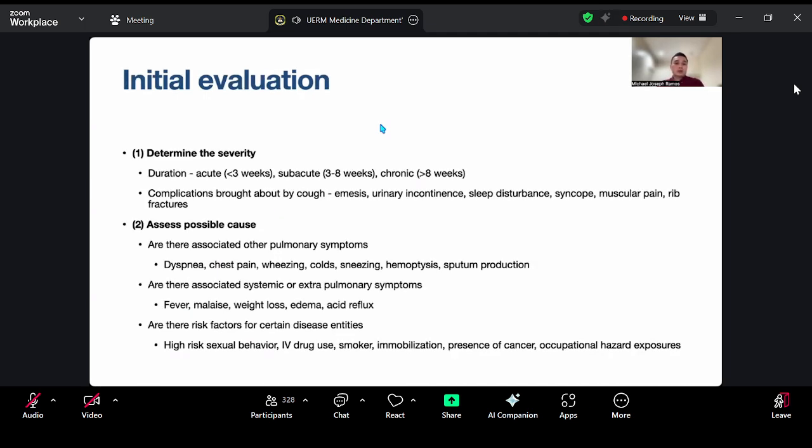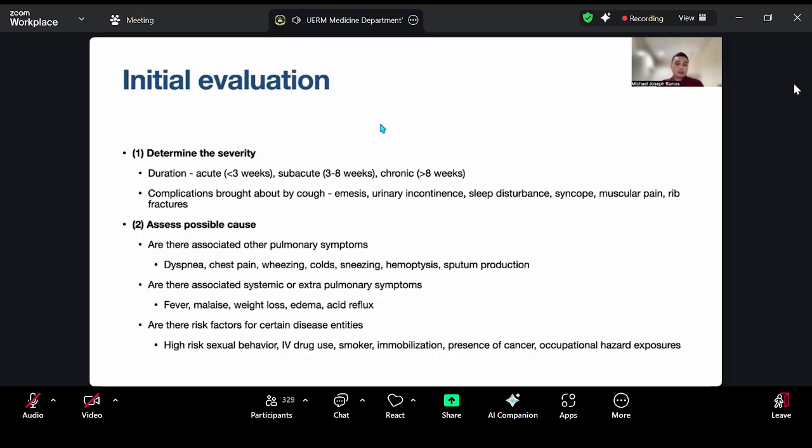When a patient comes to you for cough, your history should focus on the following. You need to determine the severity of the cough by taking note of the duration, whether it be acute, subacute, or chronic. Acute if it's been less than 3 weeks. 3 to 8 weeks, it will be labeled as subacute, but more than 8 weeks, it will already be chronic. And you also look for the presence of any complications due to excessive coughing, as discussed earlier.